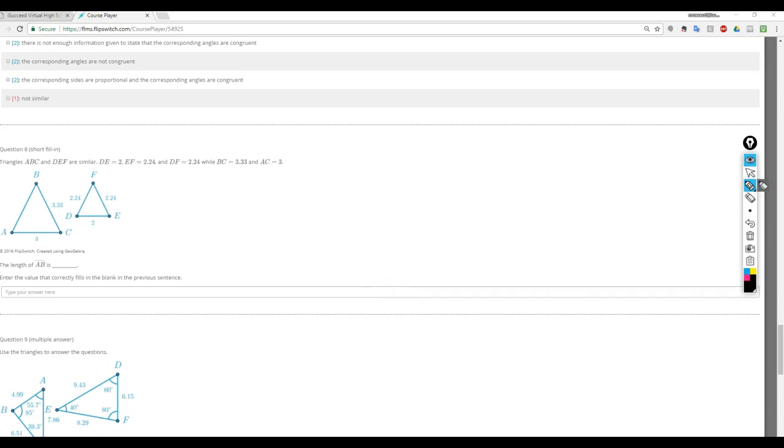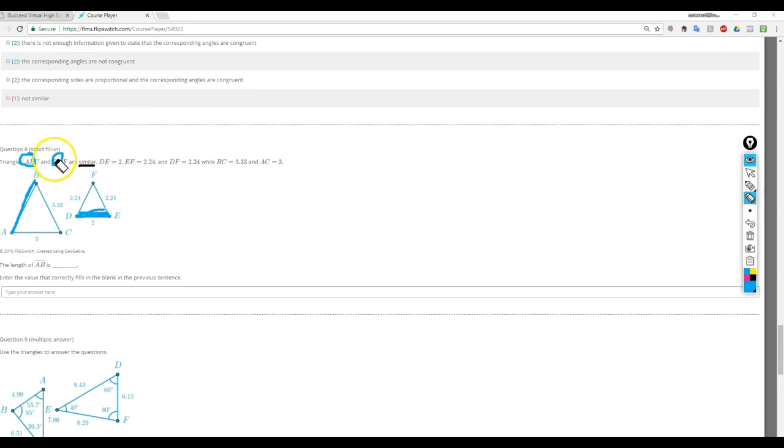Okay, the key here is similar. They are defined to be similar. So we know that corresponding angles are congruent, and we know that corresponding sides are proportional. So now we have to identify what are the corresponding sides. So triangle ABC and DEF, it is listed in that order. So I always circle the first two in each. So AB and DE are corresponding sides.